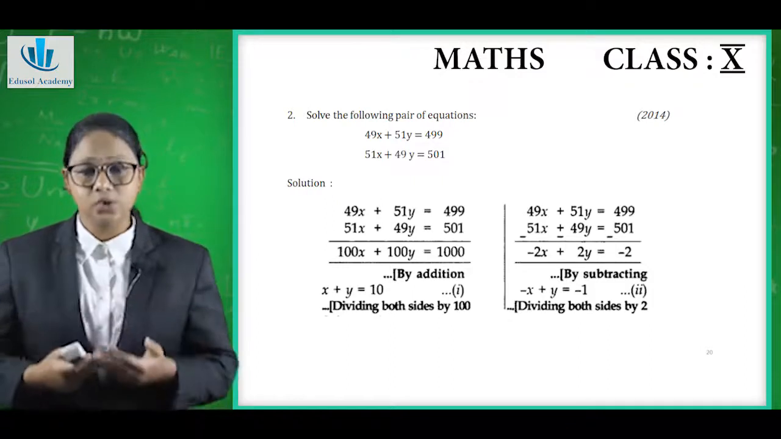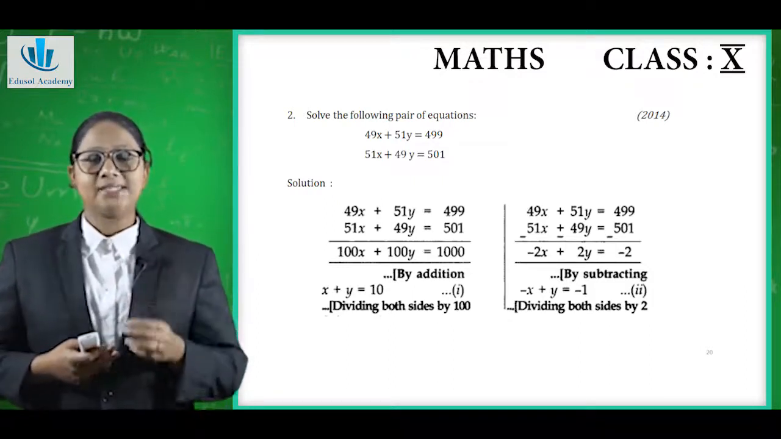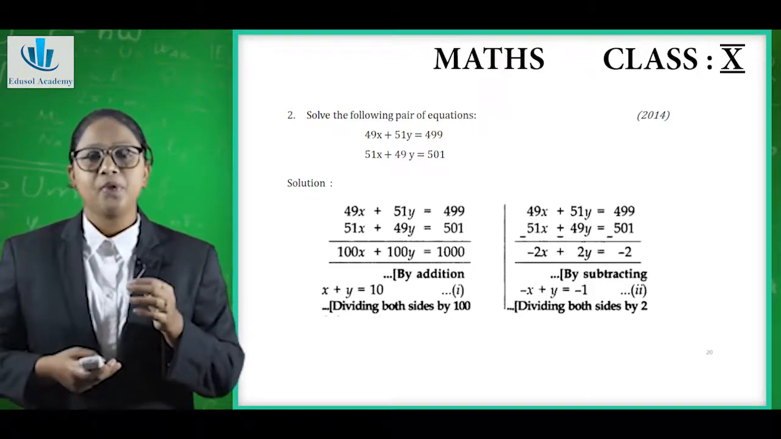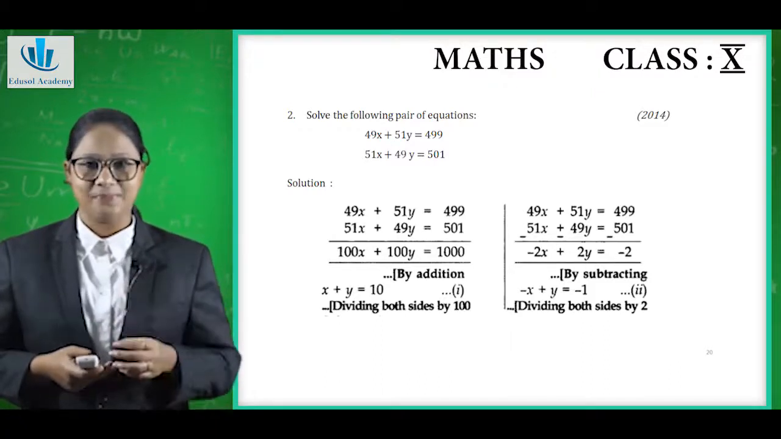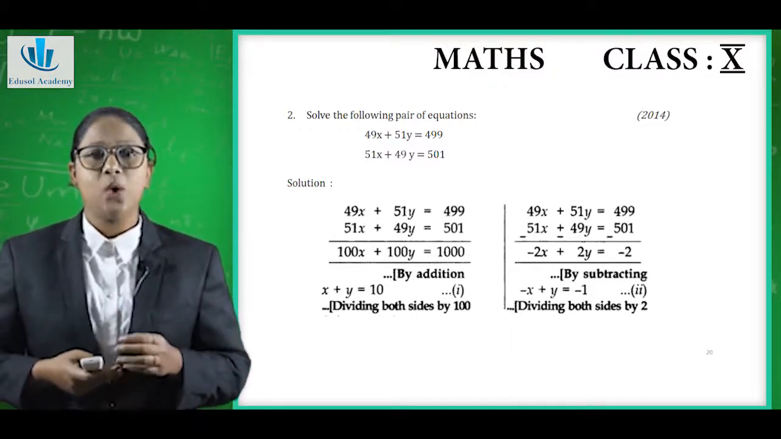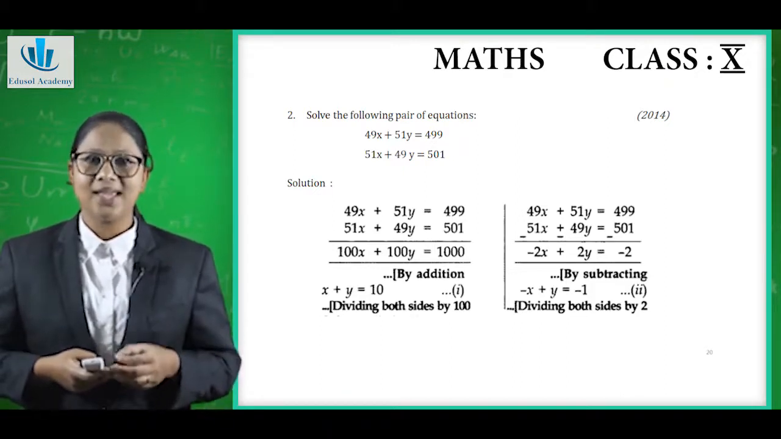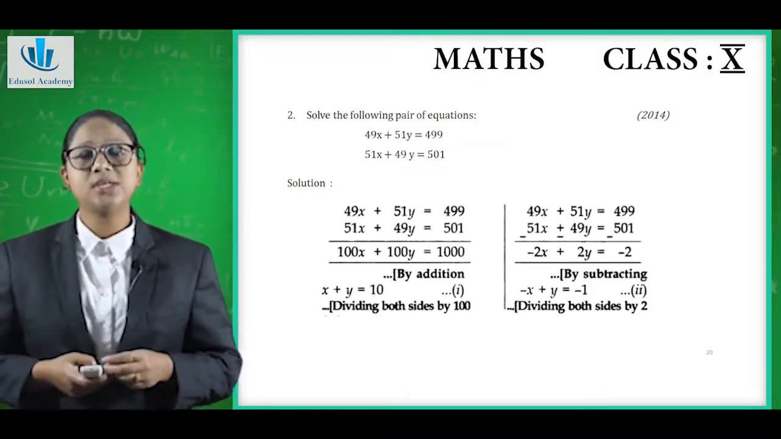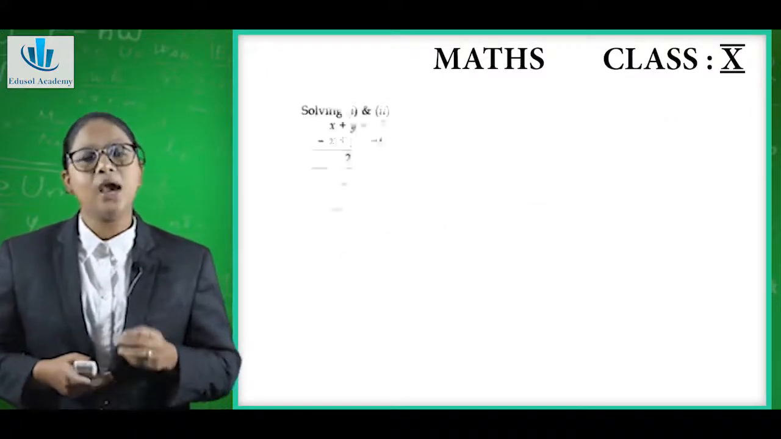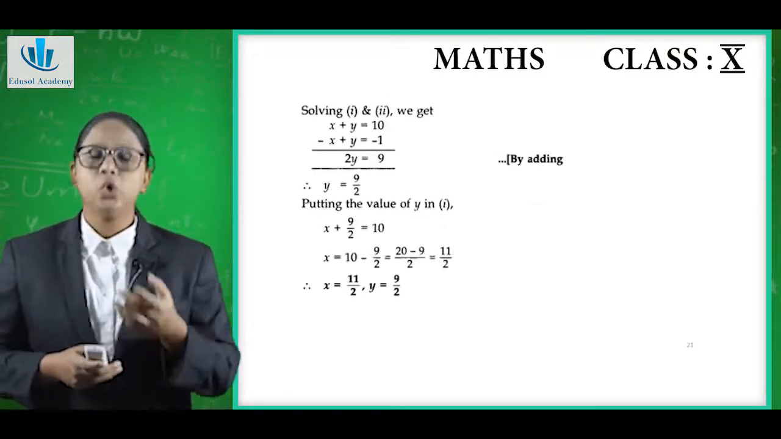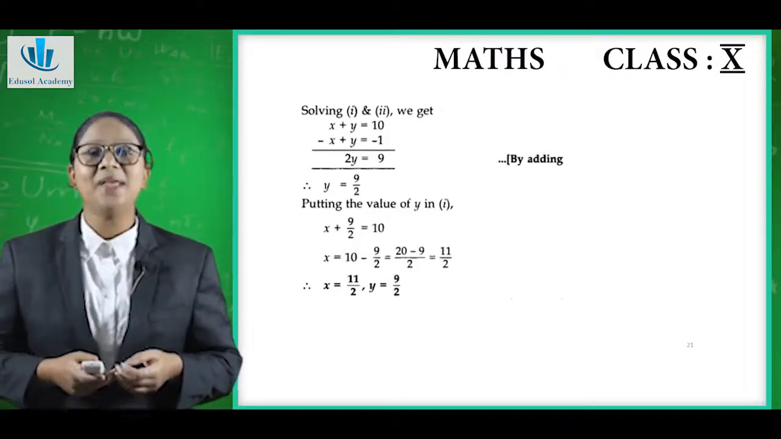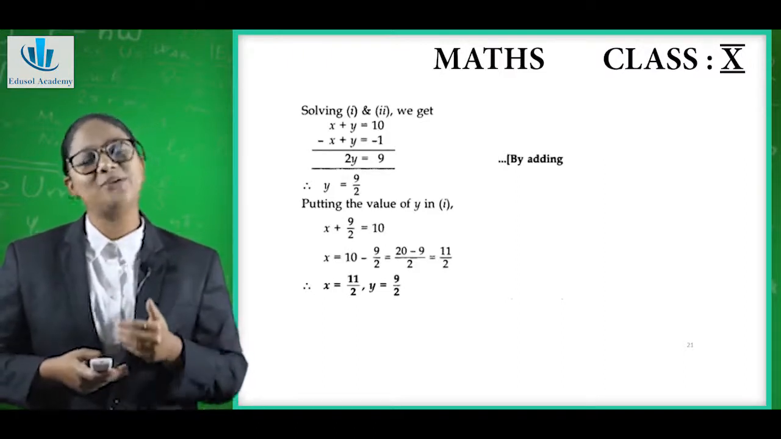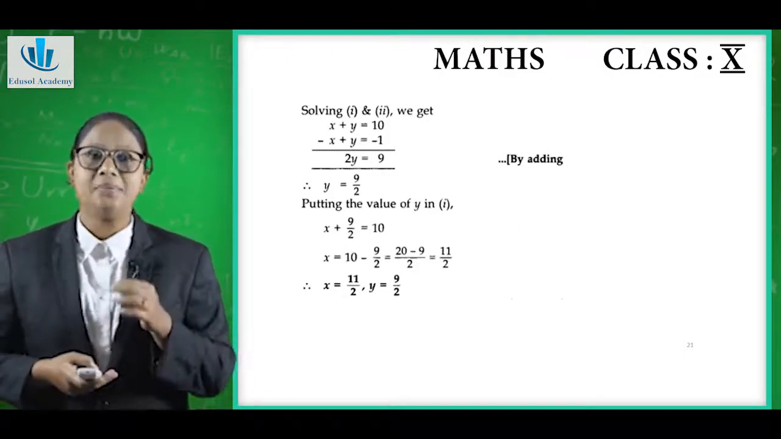So adding the two equations, we will get 100x plus 100y is equal to 1000, or cancelling 100 from either side, we will get x plus y is equal to 10. Subtracting the two equations, we will get minus 2x plus 2y is equal to minus 2, or minus x plus y is equal to minus 1. So those are our equations 1 and 2. Now we are again solving using elimination. You can try substitution or cross multiplication. On adding, the equation will be 2y is equal to 9, or y is equal to 9 by 2.